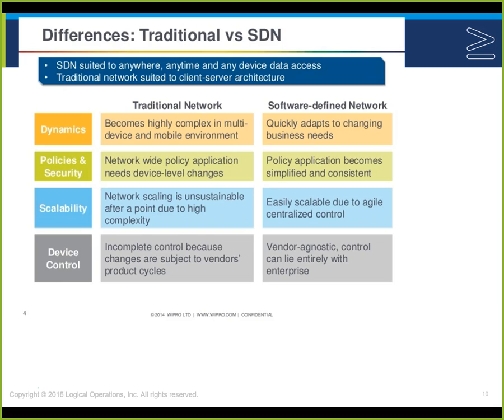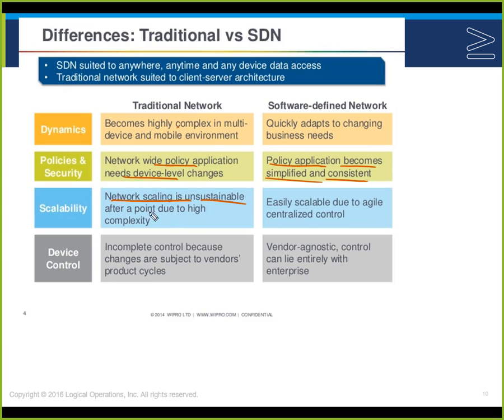The differences between a traditional network and an SDN: a traditional network is dynamic and highly complex in a multi-device mobile environment. As we get more and more devices, it becomes harder and harder to manage. Software-defined quickly adapts to business needs, and this obviously is an advertisement for these things. With policies, network-wide policy changes need to be made device by device in a traditional network. This is one of the big advantages: we can centrally manage the policies here.